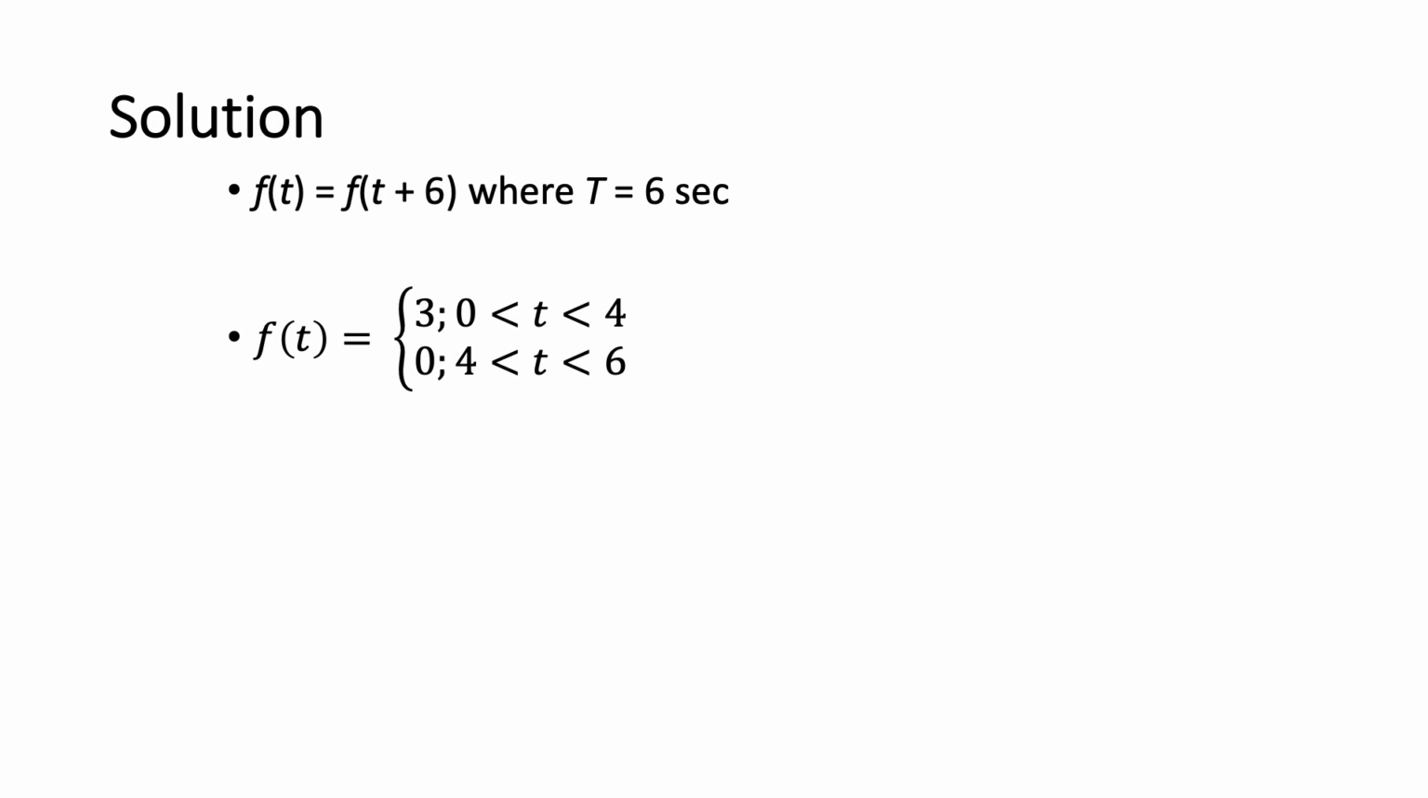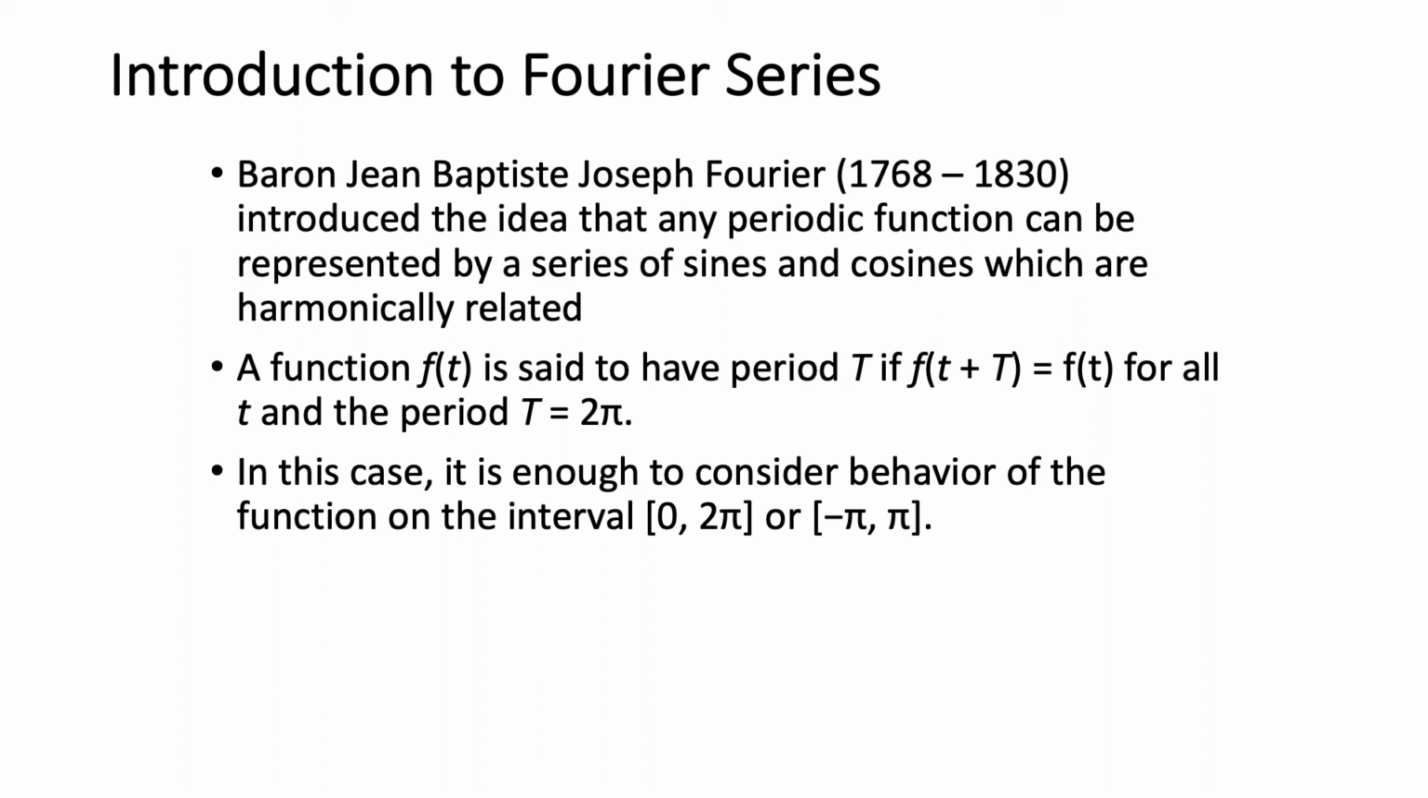Now let us move to our next topic, which is Introduction to Fourier Series. Baron Jean-Baptiste Joseph Fourier introduced the idea that any periodic function can be represented by a series of sines and cosines which are harmonically related. As we recall previously, a function f(t) is said to have period capital T if f(t + T) equal to f(t) for all t, and the period T is equal to 2π. In this case, it is enough to consider the behavior of the function on the interval between 0 to 2π or minus π to π.